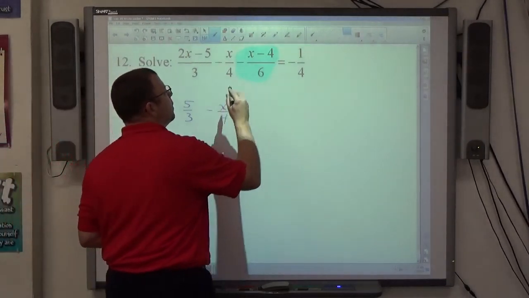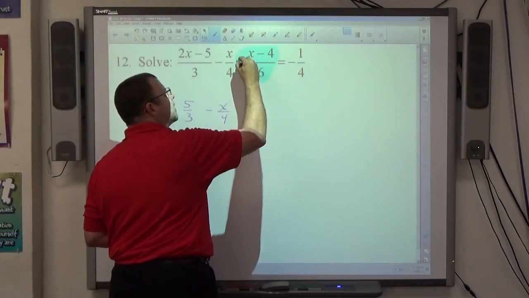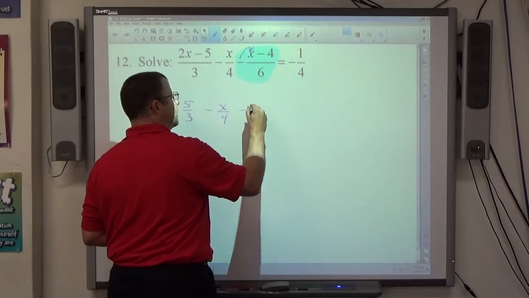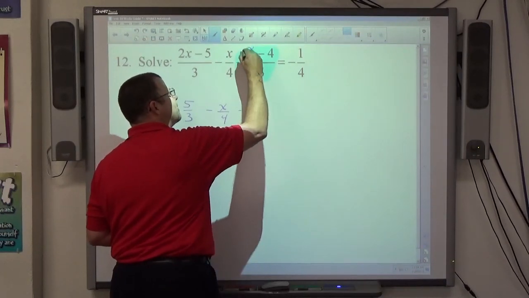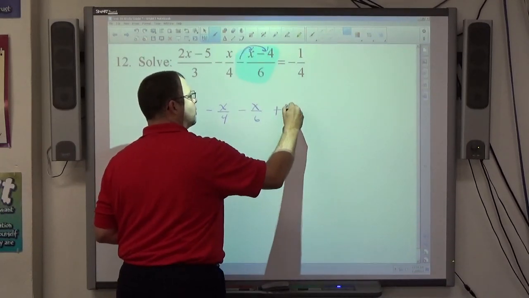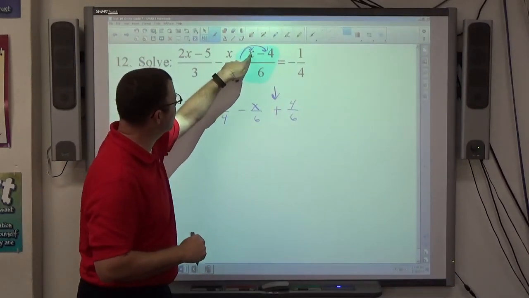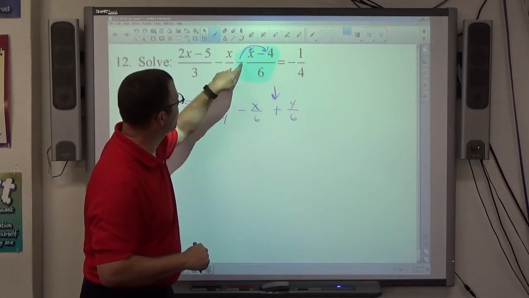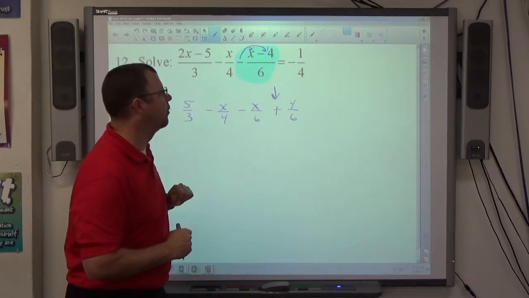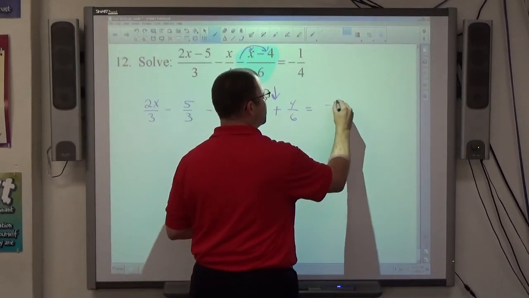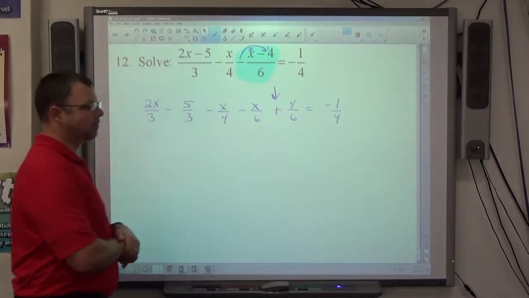Now here's the place where people mess up if you're not being careful. Minus x over 6 and minus 4 over 6 makes plus 4 over 6. That sign's positive because this minus sign is not just touching the x, it's also touching the negative 4. Minus makes a plus. Be careful of that. It will happen on the same problem on the test, just like that.